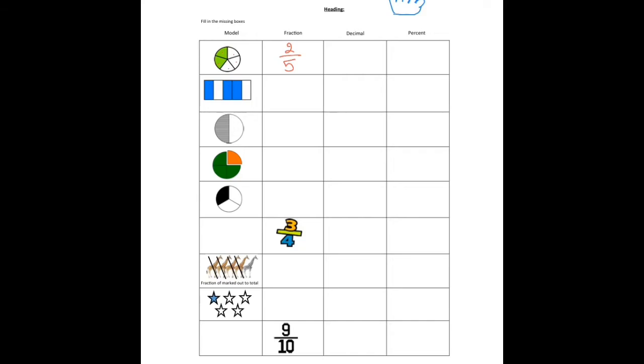2/5, think about your fingers. You have 5 fingers, and these 5 fingers represent 100%. So each finger will represent 20%. So if I'm talking about 2/5, that means 2 fingers is 40%.